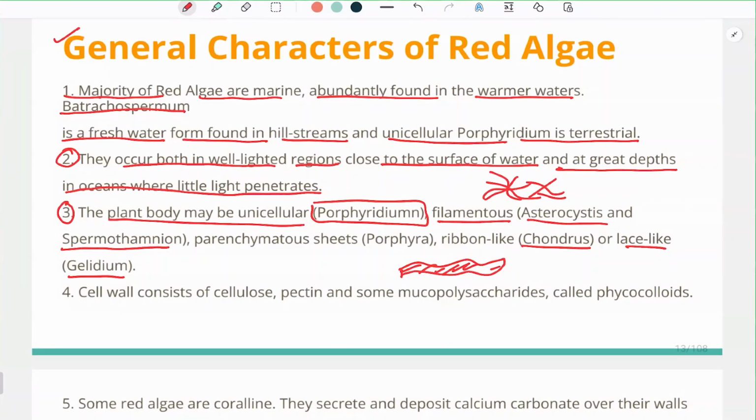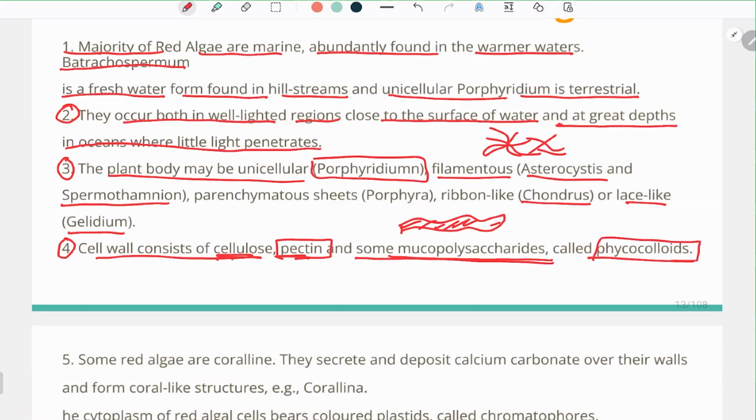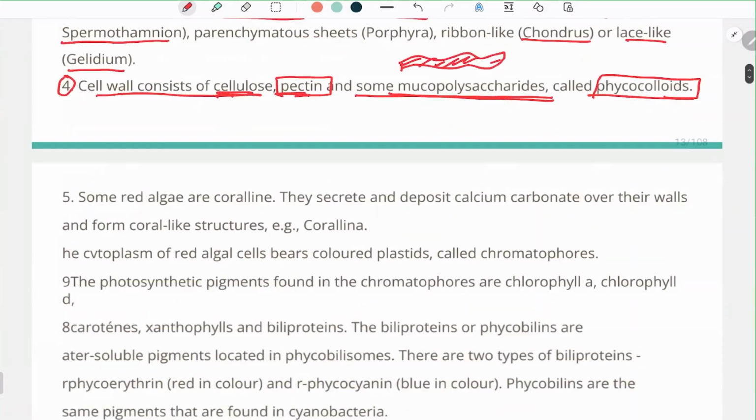This shows that various morphological characteristics are there in a red algae. So the cell wall consists of cellulose. We know that the cell wall is of cellulose, pectin, and some mucopolysaccharides that are called phycocolloids. Cellulose will always be present if it is a plant. Some others which might be present are pectin and some mucopolysaccharide, and the name of the mucopolysaccharide is phycocolloids.